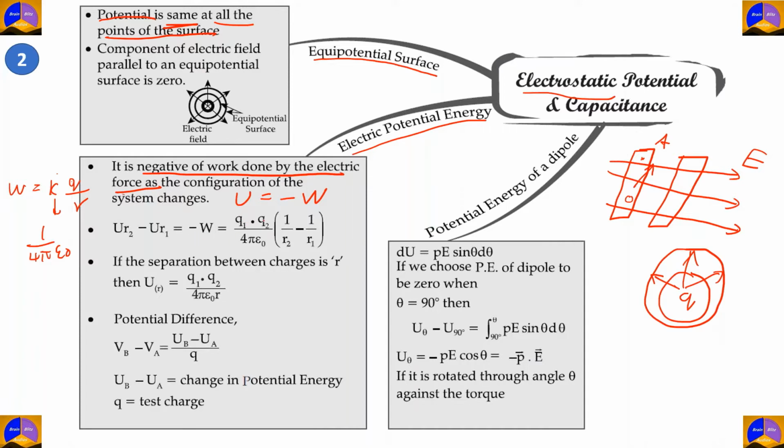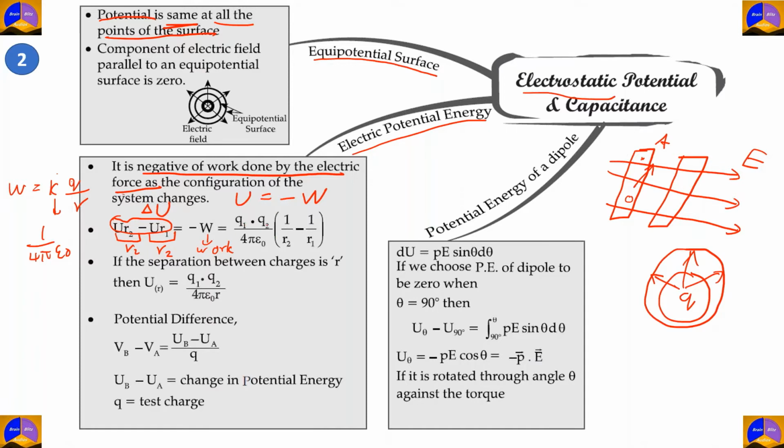The formula used to find out electric potential energy is U(R2) minus U(R1) is equal to minus W, which is equal to Q1 into Q2 divided by 4 pi epsilon naught in brackets 1 by R2 minus 1 by R1. Now, U(R2) is the electric potential energy at the position R2, and U(R1) is the electric potential energy at the position R1. So this whole value refers to delta U, or difference between electric potential energies. Minus W is the work done. As we've stated earlier, electric potential energy is the negative of the work done.